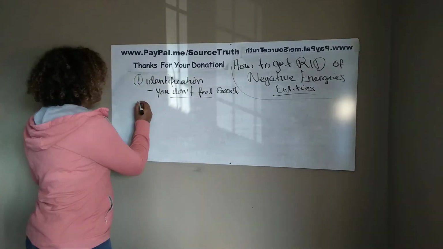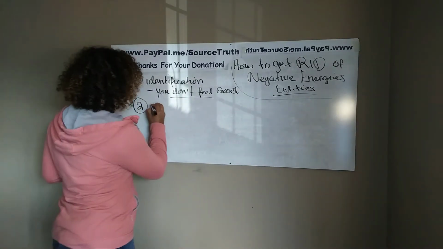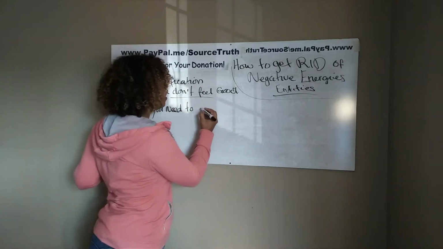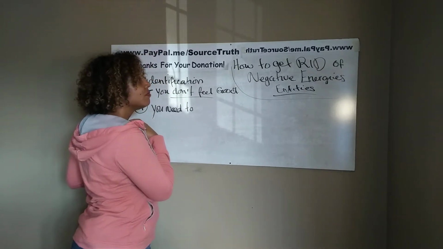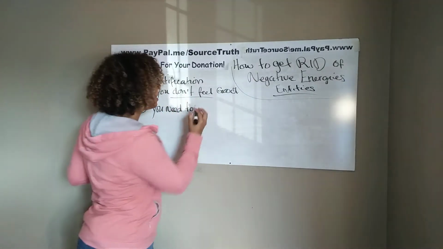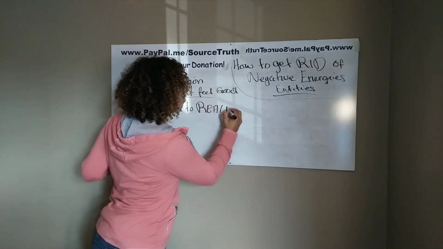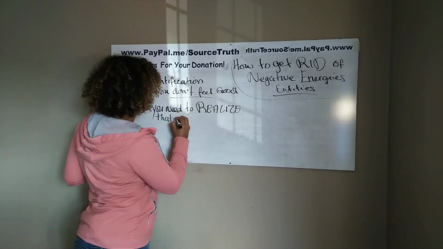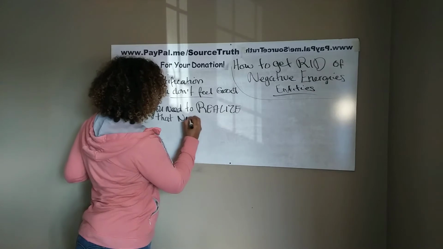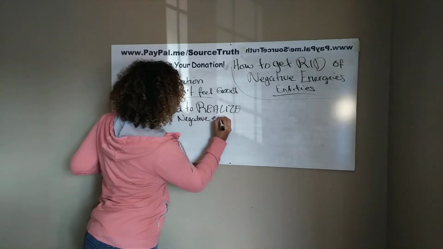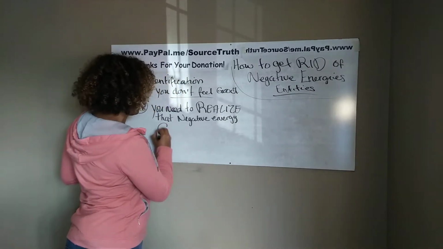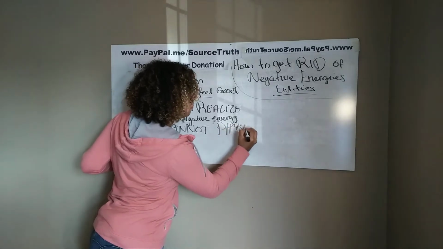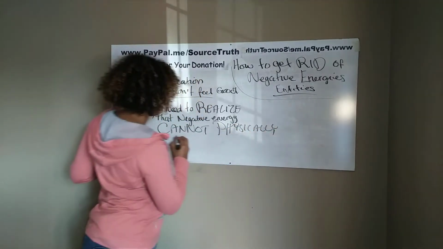So firstly, identification. That's number one. Number two, you need to acknowledge, not necessarily acknowledge, but realize that these entities or these energies, negative energy, cannot physically harm you.